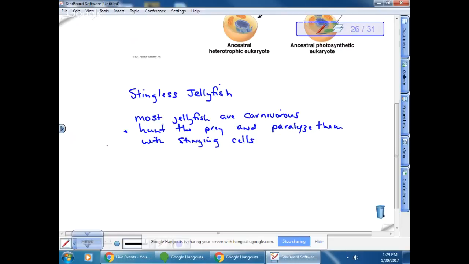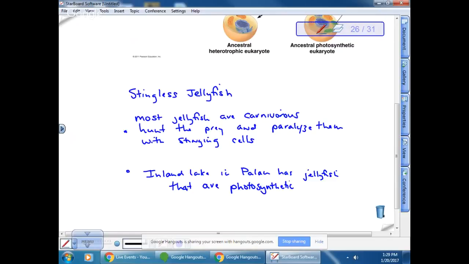Okay. However, there is an inland lake in Palau, okay, that has jellyfish that are not carnivorous, but rather that are photosynthetic. So most animals obviously are not photosynthetic, and they do not get their energy from the sun. Rather, they get their energy from eating other animals. But these jellyfish are, and they have incorporated algae directly into their tissues. So they are green.